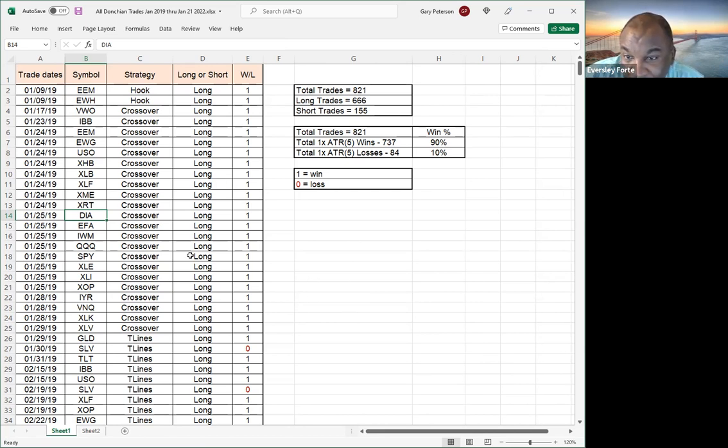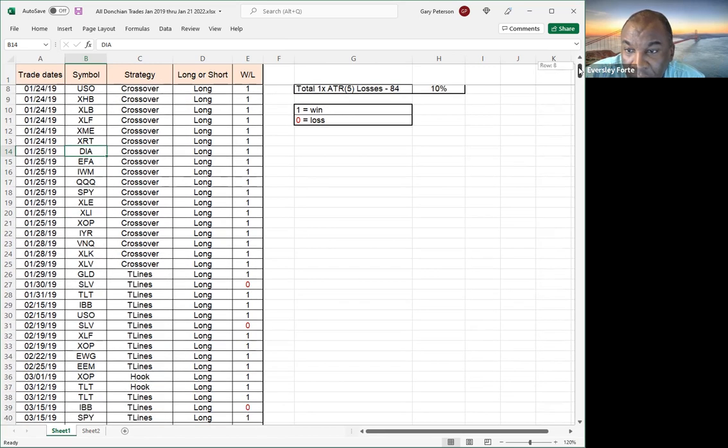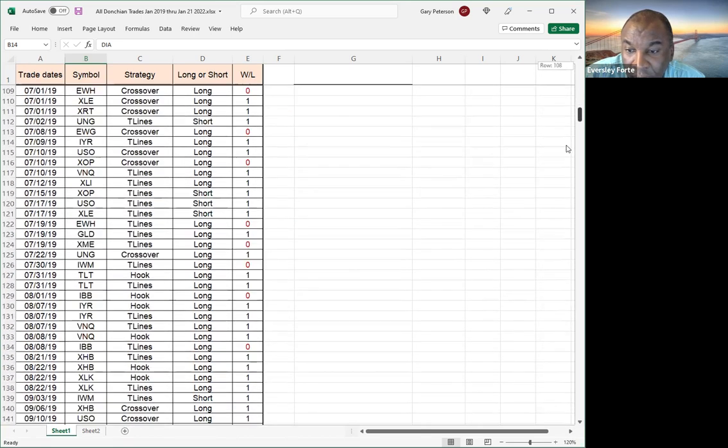But that's what we do. We just take our directional signals as they come. You can see these were the trades. This is a massive bullish move on multiple markets in 2019. Massive bullish move. And that went on for a while.